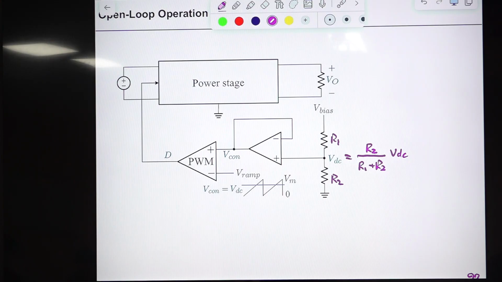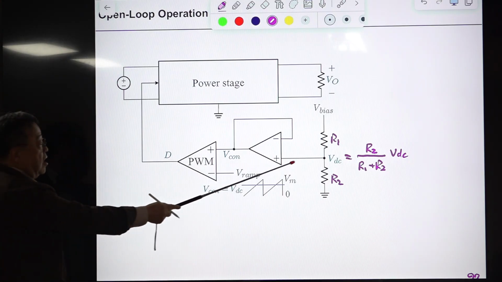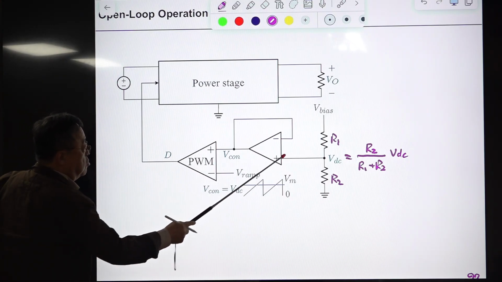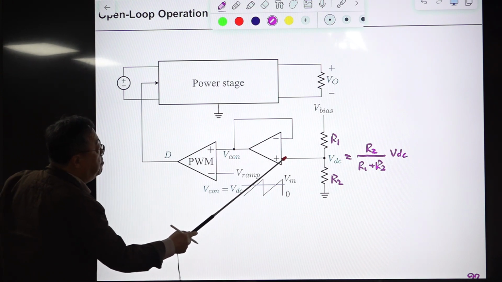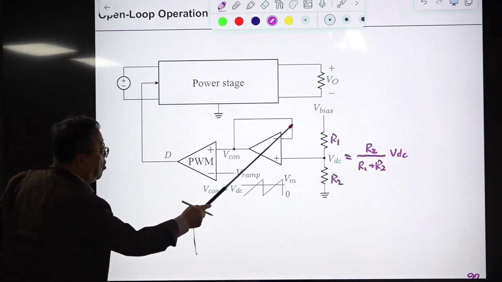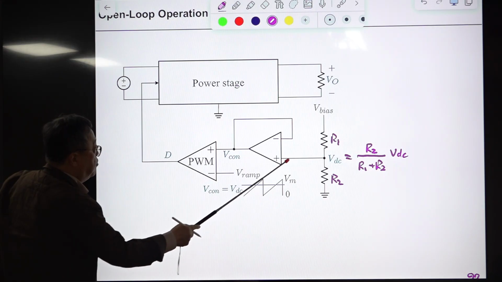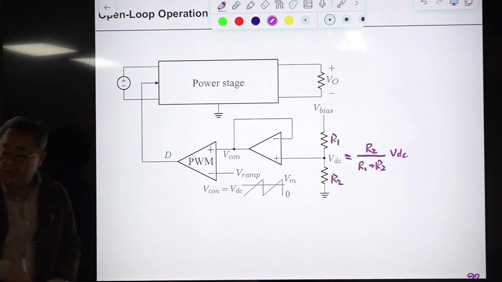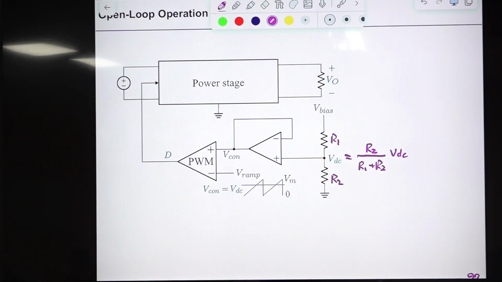All right. So this is a VDC. Then this is a unit gain buffer. So the input is virtually the same at two terminals. It goes to the output. So this VDC appears here. So Vcon, the control voltage here, is actually VDC, which is the fixed value.